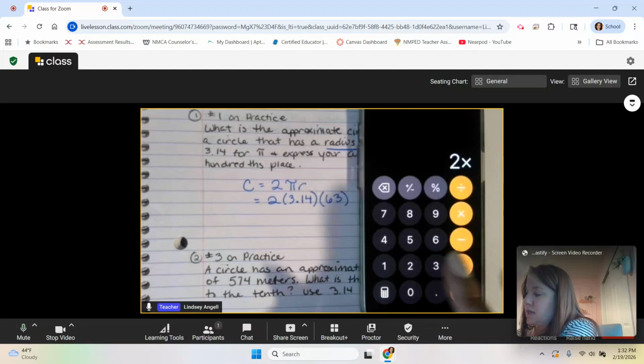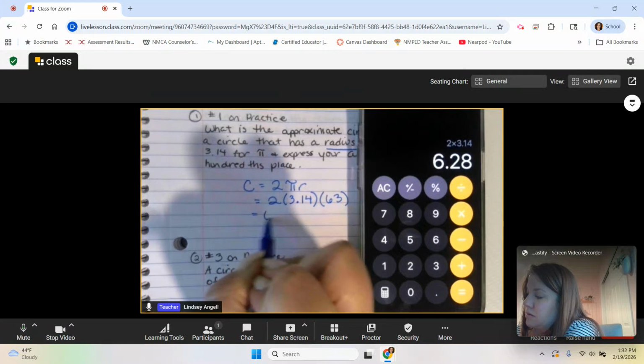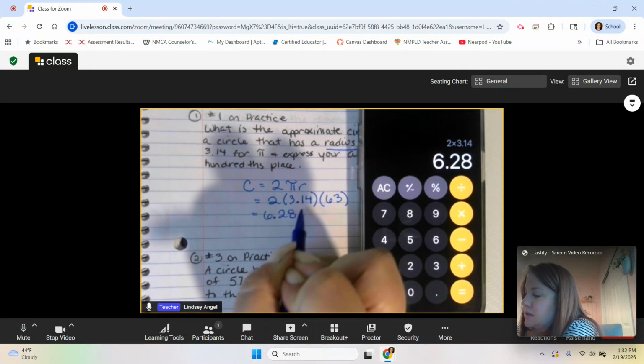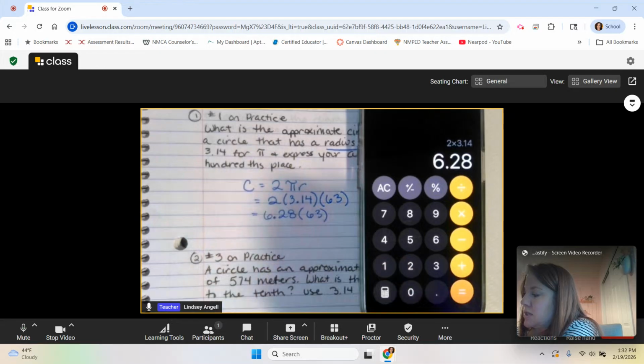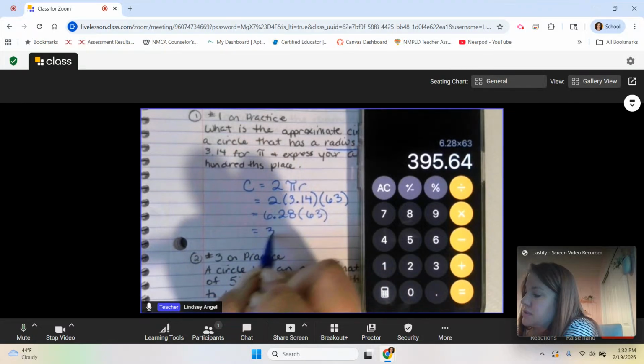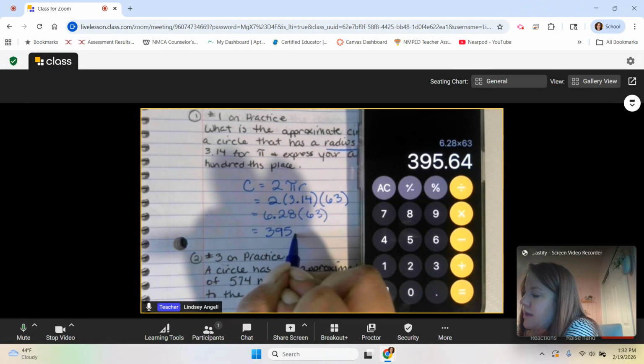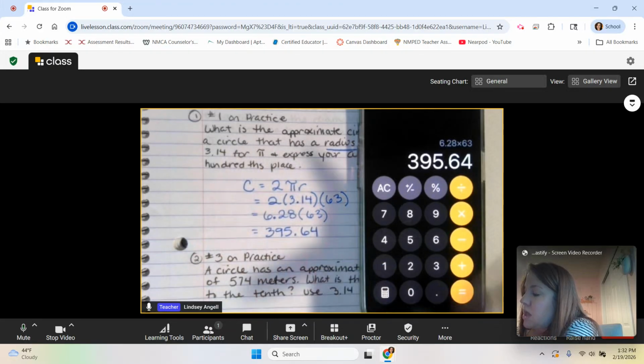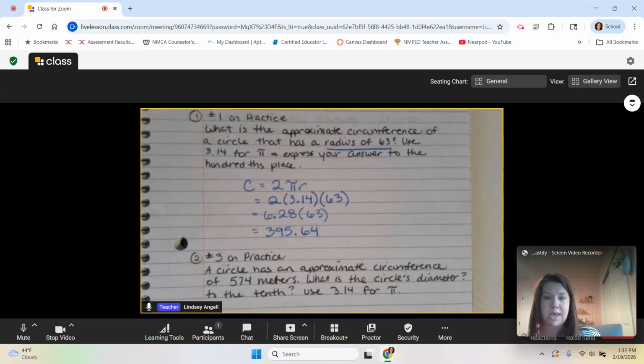I've got 2 times 3.14. That gives me 6.28 times 63 gives us 395.64. Okay, and it says express your answer to the hundredths place. Well, it's already in the hundredths place, so I don't need to change anything.